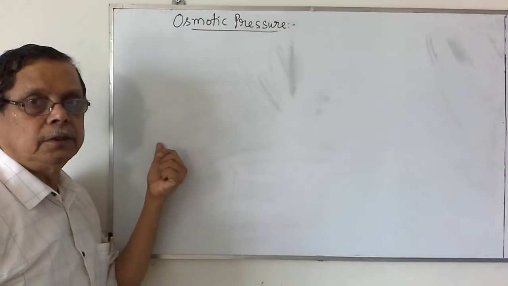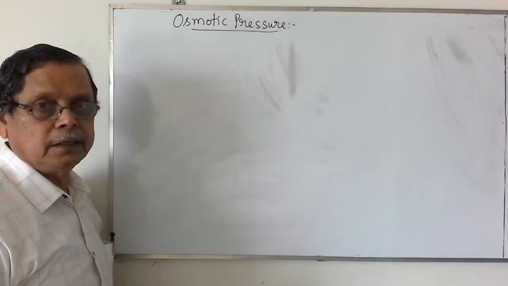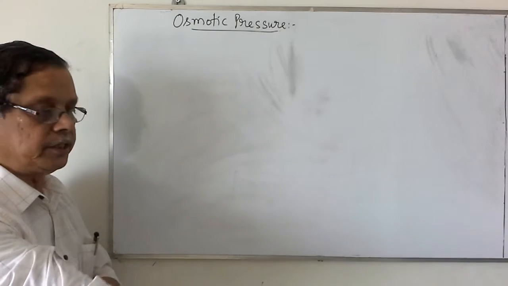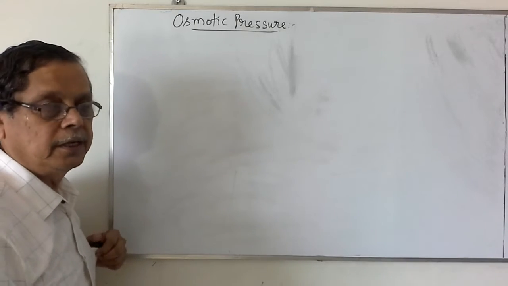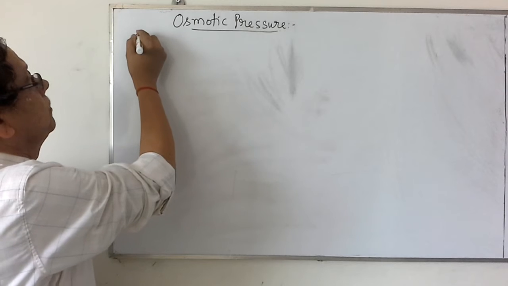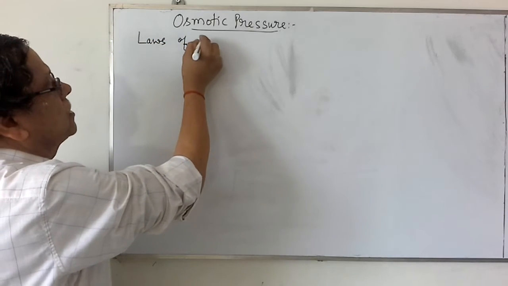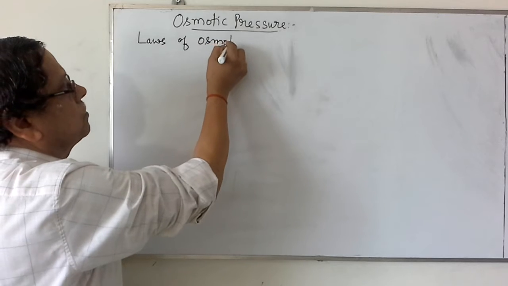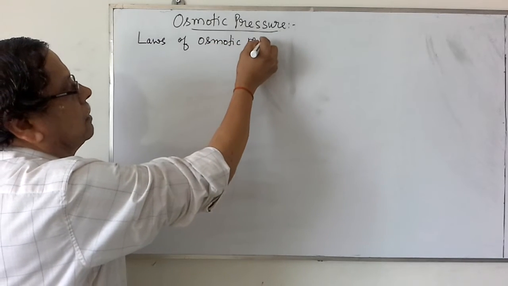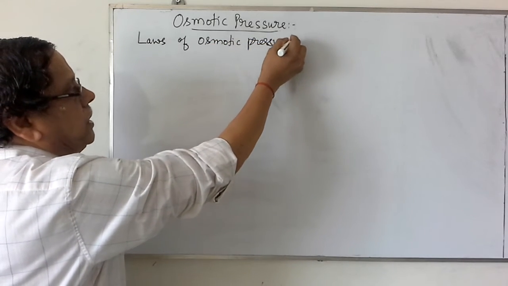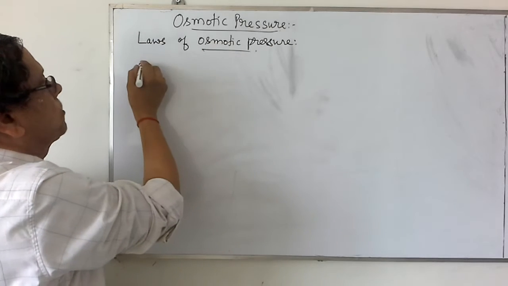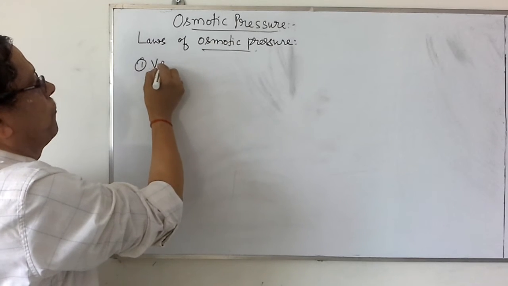Welcome back to this osmotic pressure lecture for second year, in the solutions chapter, that is colligative properties. Now let us consider some laws of osmotic pressure, or for dilute solutions we can say. So the first one is Van 't Hoff-Boyle's law.